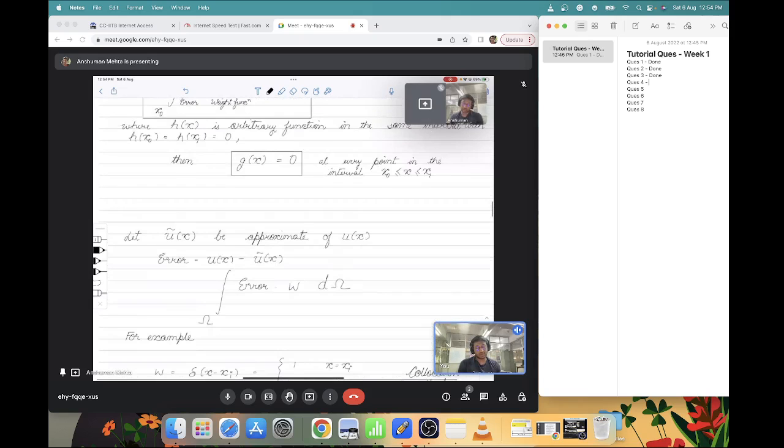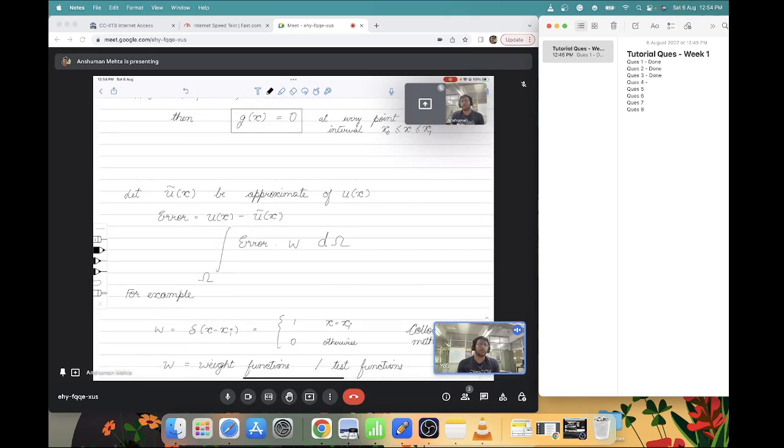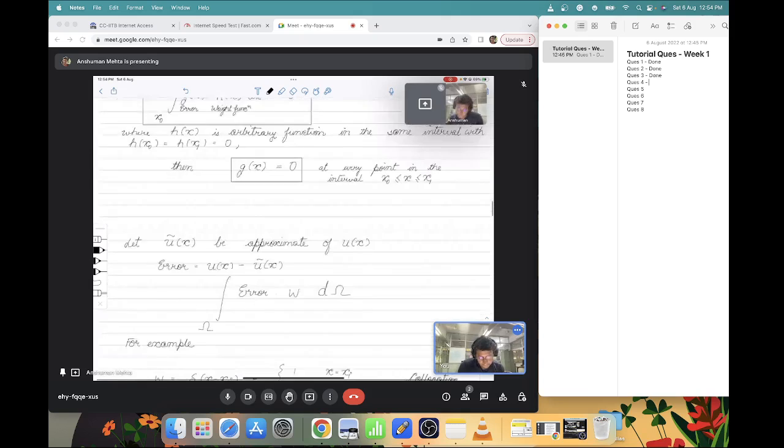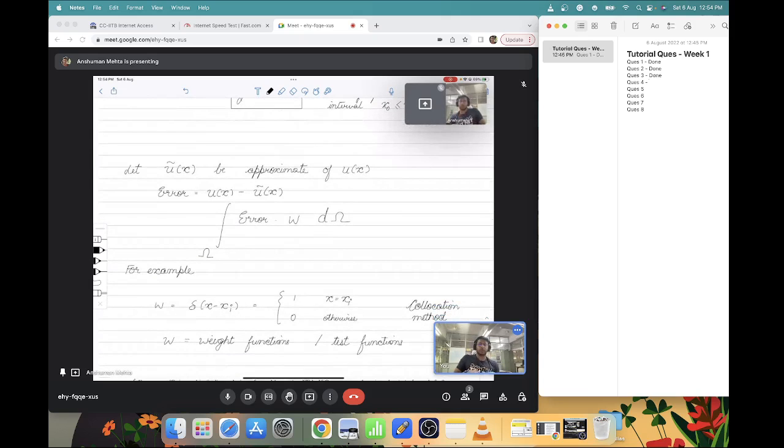So this is the base of finite element method, the weighted residual method, and the base of the weighted residual method is this fundamental lemma of calculus of variation. So this completes our question number 4. Now moving on to question number 5.